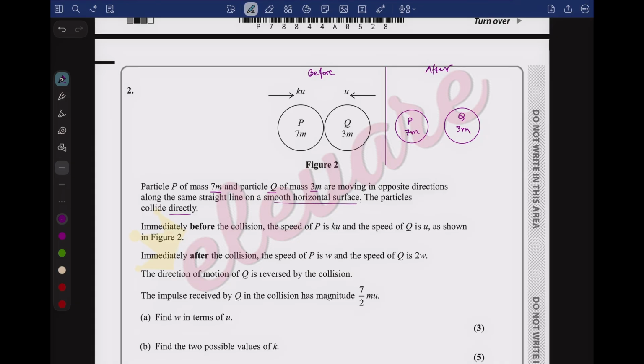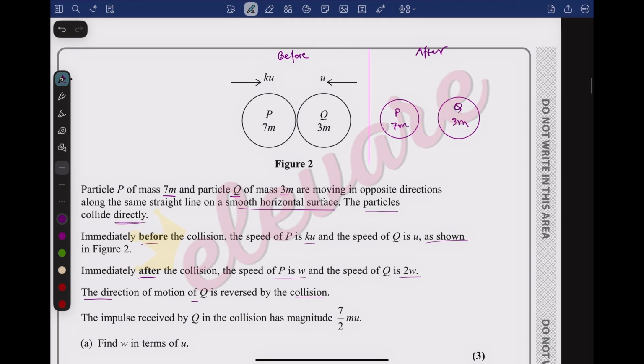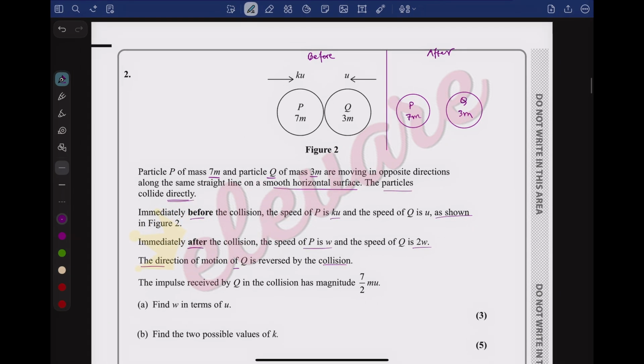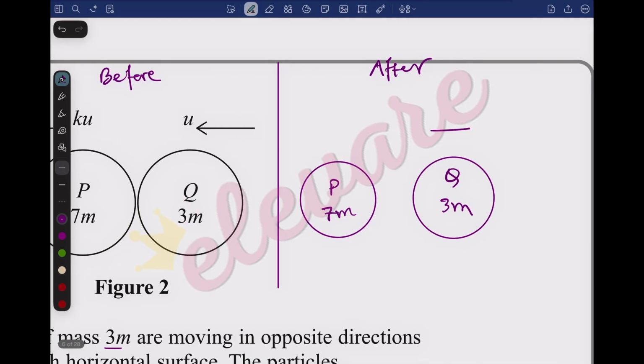Now, particle P of mass 7m and particle Q are moving in opposite directions, okay? Alright, smooth horizontal surface, the particles collide directly. Immediately before the collision, the speed of P is ku. Okay, well, we can already see that in the diagram. Immediately after the collision, the speed of P is w, and the speed of Q is 2w, and that the direction of motion of Q is reversed by the collision. Okay, so direction of Q is reversed. So Q is moving to the left as shown in the diagram before the collision, right? So if its direction is reversed, then it's going to move to the right now.